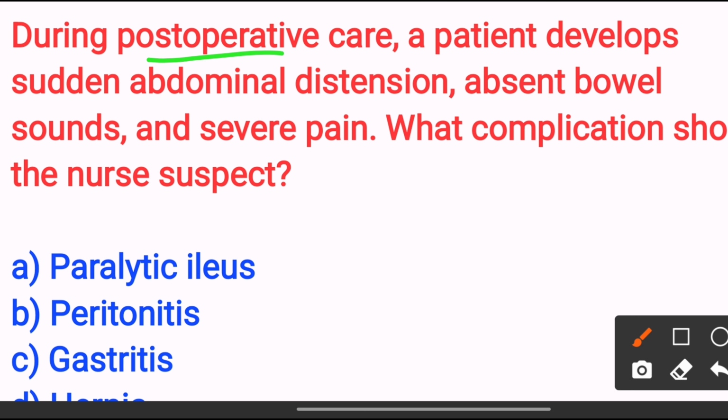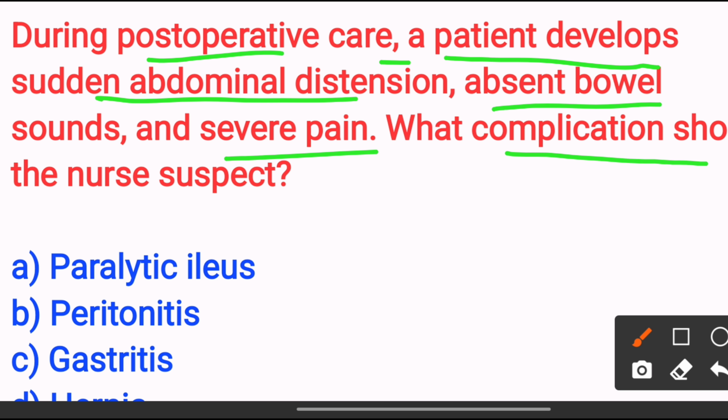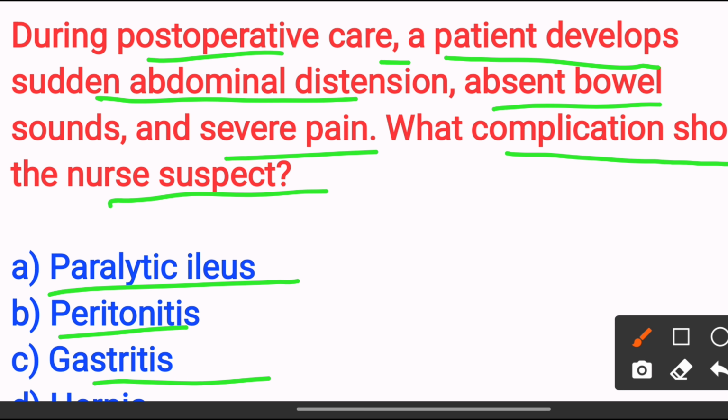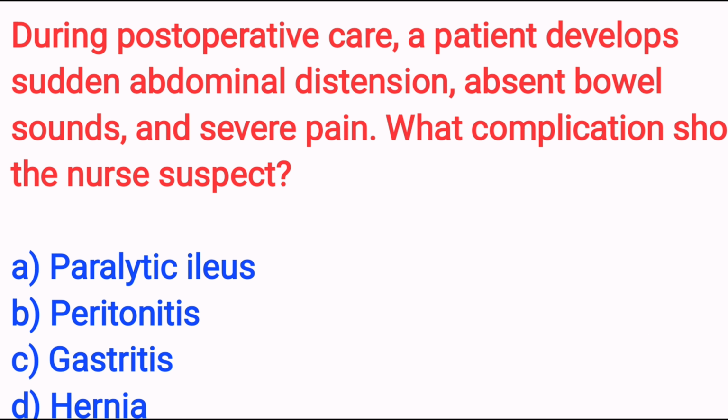During post-operative care, a patient develops sudden abdominal distension, absent bowel sounds and severe pain. What complication should the nurse suspect? Option A, paralytic ileus. Option B, peritonitis. Option C, gastritis. Option D, hernia.